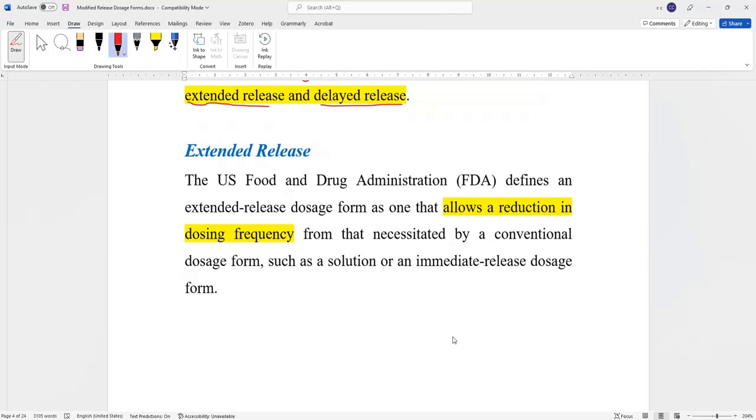Extended release, what does it mean? According to the FDA, extended release allows a reduction in dosing frequency, as compared to the immediate release dosage form. So you have less dosing frequency. Instead, for example, of 4 times a day, maybe it's 2 times a day or 1 time a day.